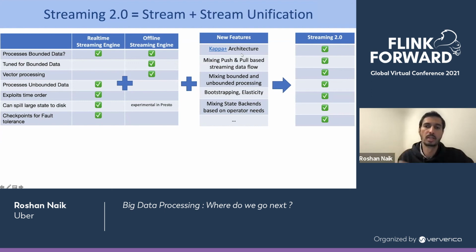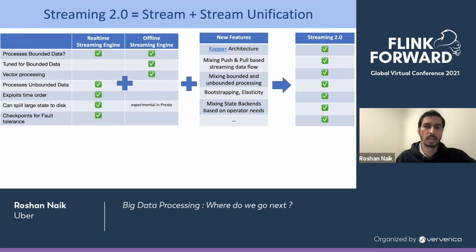The first one being Kappa Plus architecture. It's difficult to describe in a very short amount of time. I'll link a presentation in the next slide that goes over that in detail. But in very simple terms, we have a custom implementation of it here at Uber, which allows us to do streaming mode backfills of effectively any amount of historic data in a single go, for both stateful and stateless jobs.